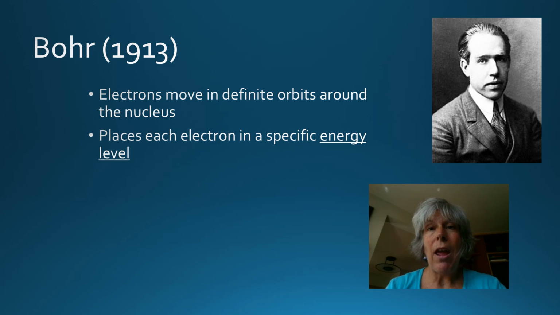Now we know today that the electrons don't hang out in these specified orbits like planets around the sun. They're more like bees buzzing around a hive. But his model, nevertheless, is extremely helpful for us as we try to understand something called ionic bonding.